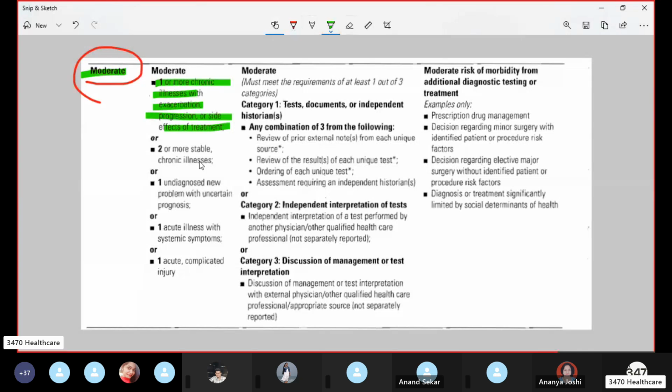Or two chronic conditions stable. One chronic condition stable, low. One chronic condition worsening, it is moderate. Two chronic conditions stable, that time also it's moderate.